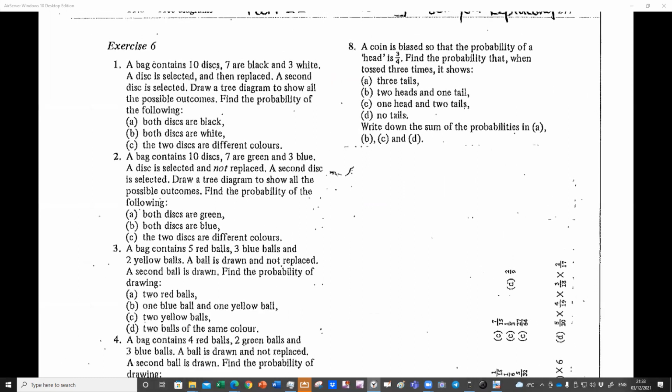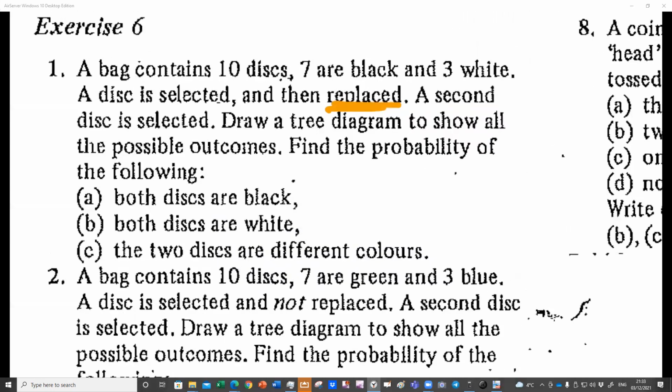Arwa, can you read this for me, please? A bag contains 10 discs, 7 are black and 3 are white. A disc is selected and then replaced. A second disc is selected. Draw a tree diagram to show all the possible outcomes. Find the probability of the following: both discs are black, both discs are white, and the 2 discs are different colors.